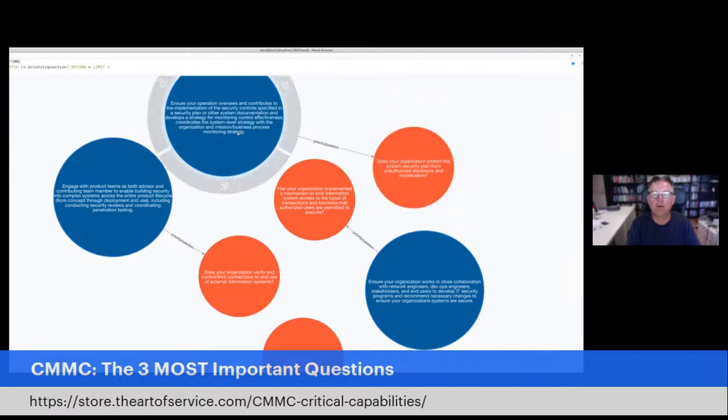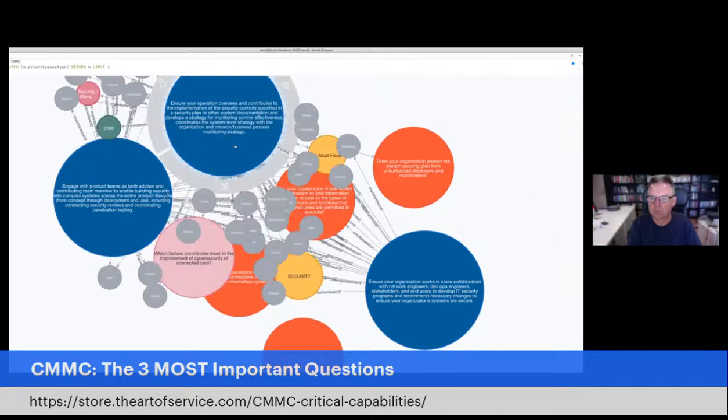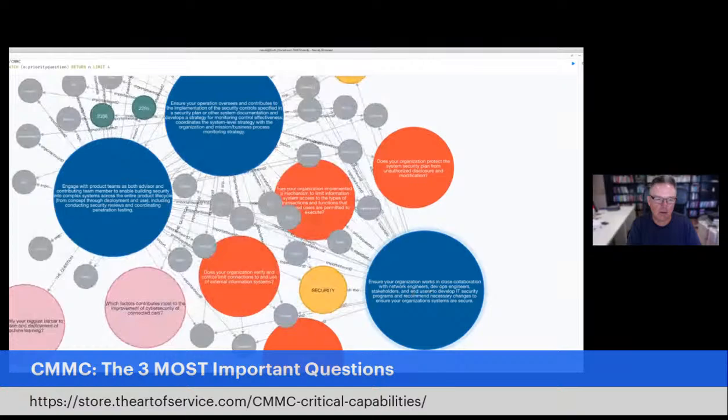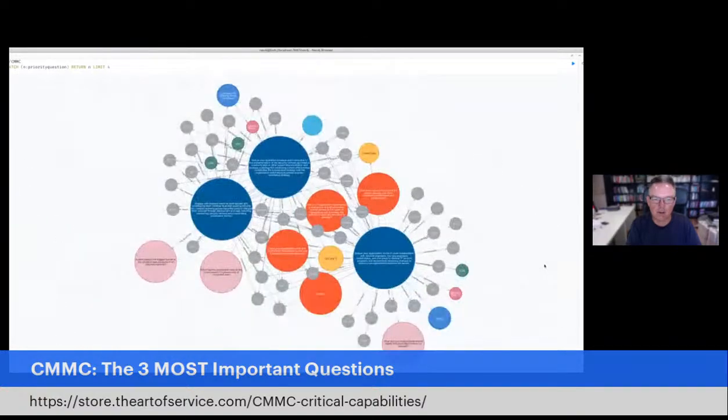So ensure your operation oversees and contributes to the implementation of the security controls specified in the security plan or other system documentation, and develops a strategy for monitoring control effectiveness, coordinates a system level strategy with the organization, and mission business process monitoring strategy. All these 3 things, when you have those in place, you're a long way along the way of getting CMMC certification in place. If I double click on those 3, it opens up everything that needs to be covered here.